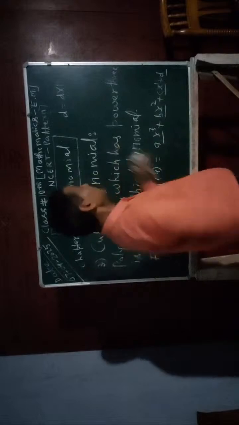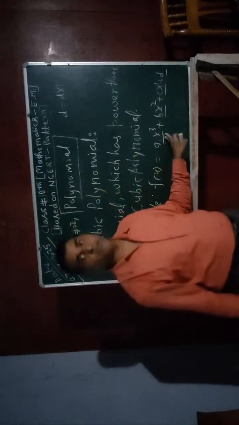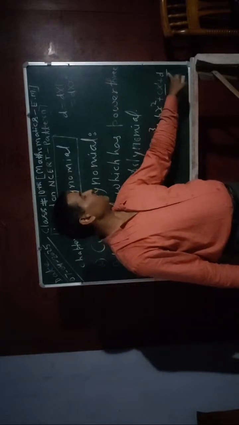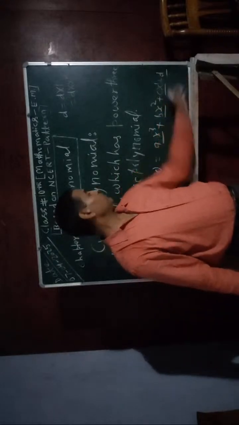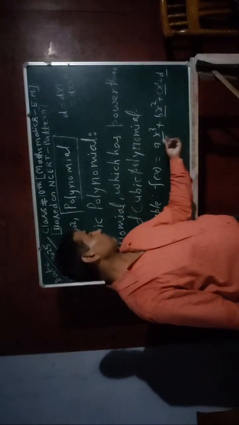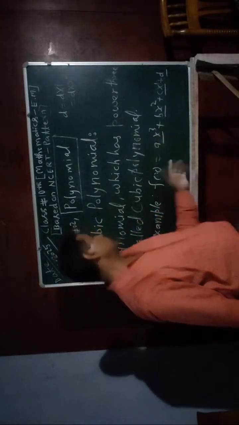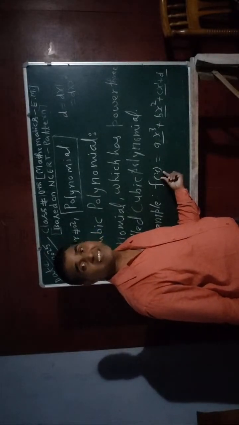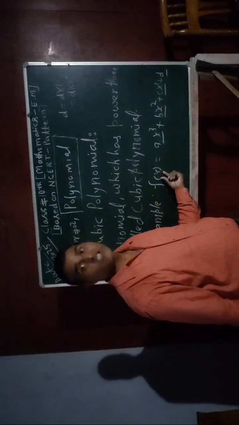Here d is available. You can easily write d as d into 1. Here the variable is x, so in the place of x you can write d into x to the power 0. The value of x to the power 0 will be 1. So the powers of the variable will be 0, 1, 2, 3. So the maximum power of the variable will be 3, so this polynomial has degree 3. So any polynomial which has degree 3 is called a cubic polynomial.